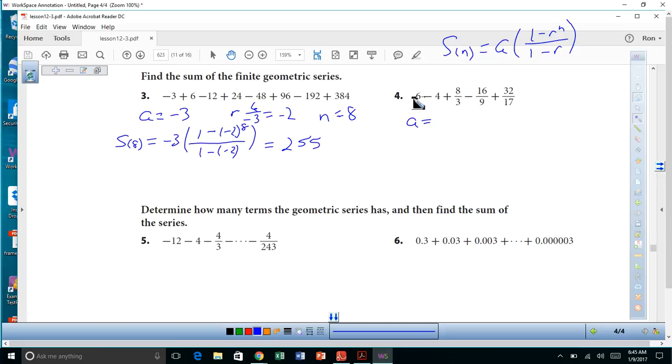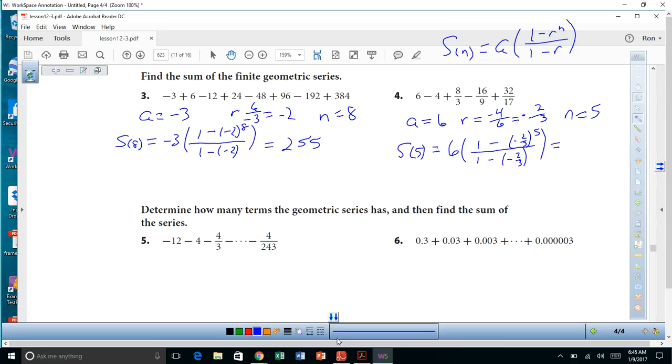Same process here. What is A? That's 6. What is R? That's going to be -4 divided by 6, which is -2/3. And 1, 2, 3, 4, 5, n equals 5. So S of 5 equals 6 times 1 minus -2/3 to the 5th power over 1 minus -2/3.